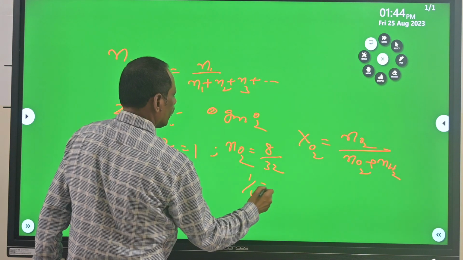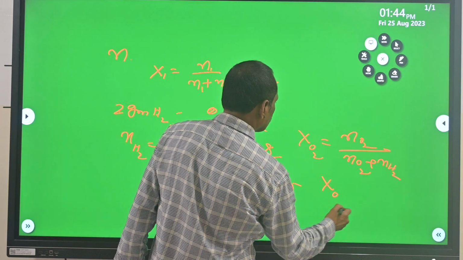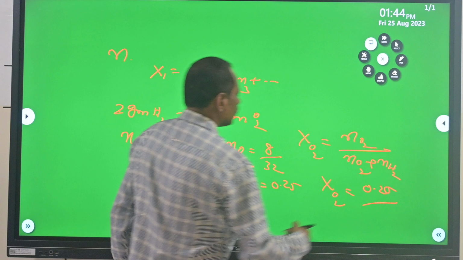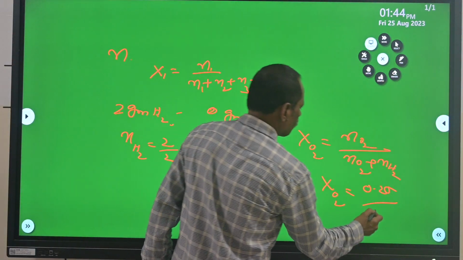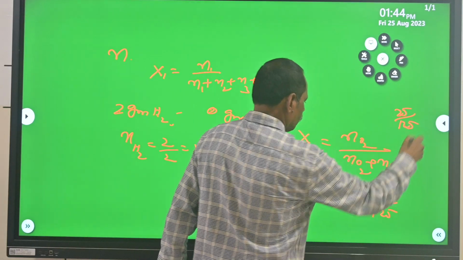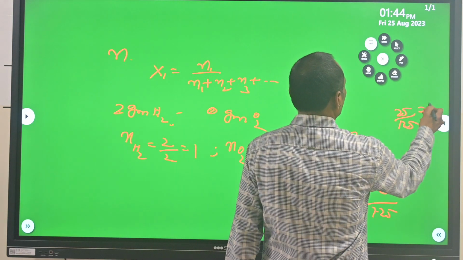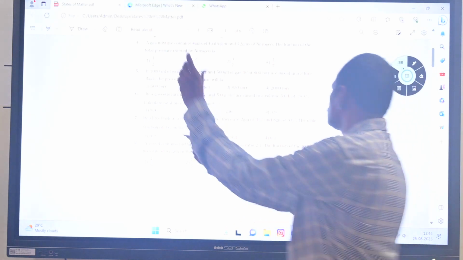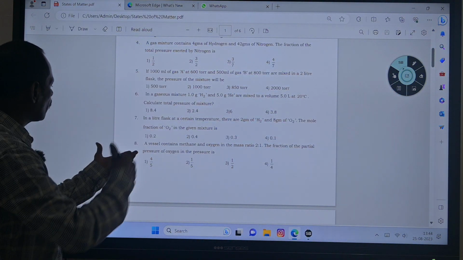that is 1 by 4 or 0.25. Therefore, the mole fraction of oxygen is equal to mole number of oxygen, 0.25, by the total mole number of hydrogen plus oxygen, that's 1.25. That is 25 by 125, that is 1 by 5 or 0.2. 0.2 is the answer.